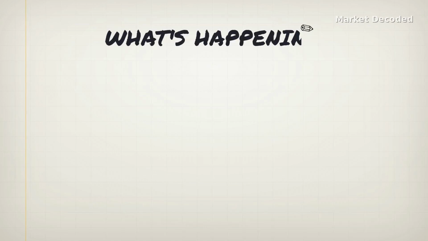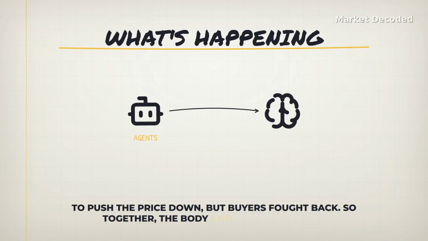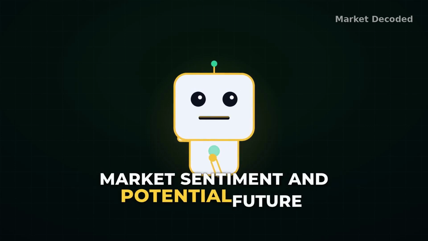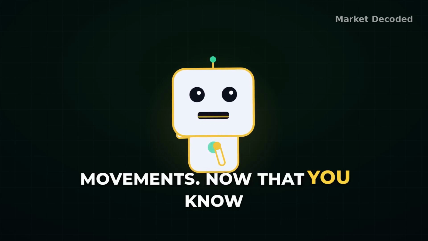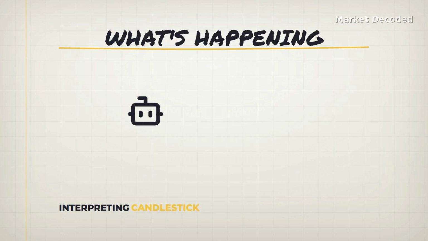Sellers tried to push the price down, but buyers fought back. So together, the body and wicks create a complete picture of the price dynamics over that time frame. Understanding this interplay helps traders gauge market sentiment and potential future movements. Now that you know what the body and wicks represent, you're one step closer to interpreting candlestick patterns. Stay tuned for more insights.